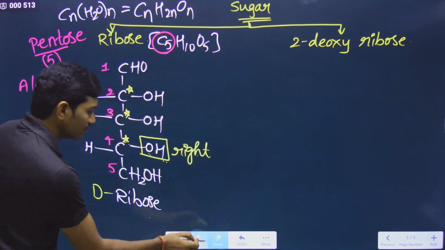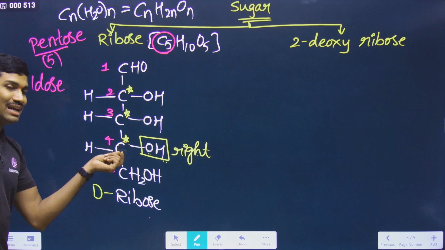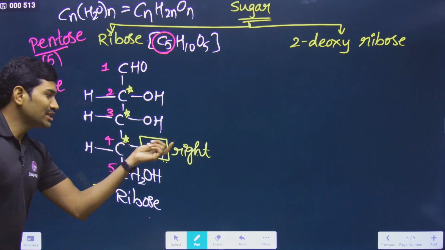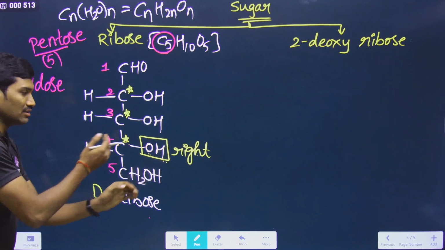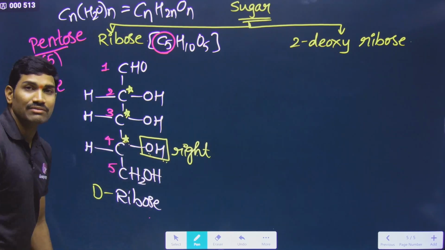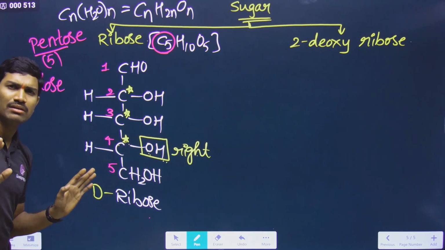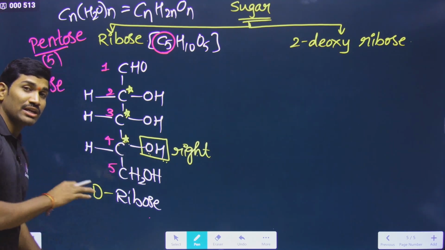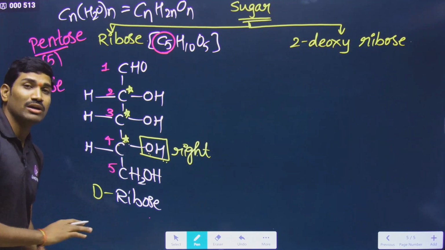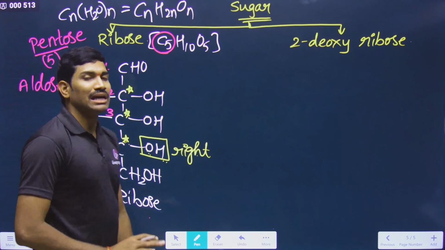Understood or not? Observe carefully. On the last chiral carbon, if OH is present on the right side, it is capital D. If OH is present on the left side, suppose this OH is here, H is there, then it will become capital L. Simple. Understood or not? So in this way, if they are talking about a specific isomer, is it capital D ribose or capital L ribose? It will be capital D ribose.